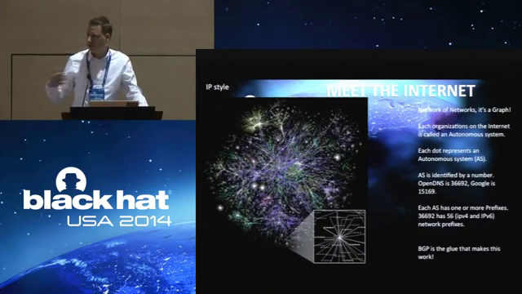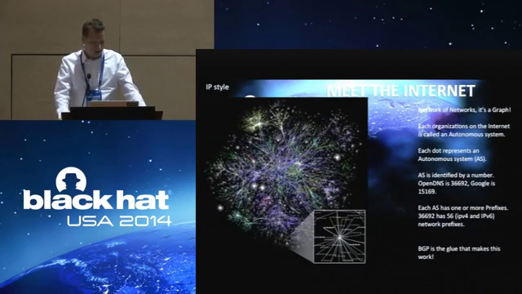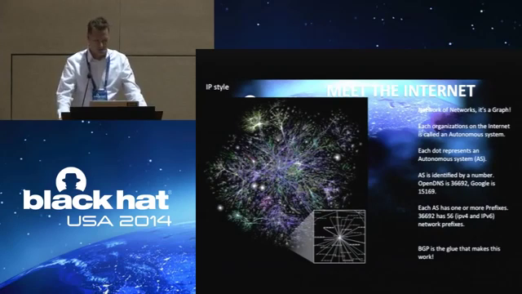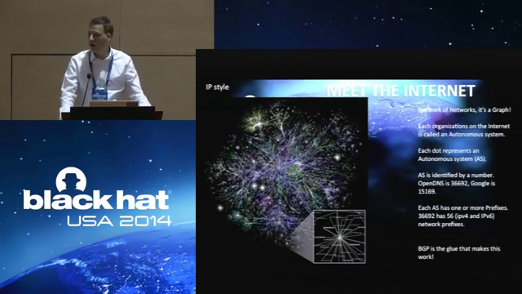Sometimes you hear the term ASN, which stands for AS number. For example, OpenDNS is 36692. These are just numbers assigned to you by RIPE, ARIN, etc. And then each autonomous system, each dot in this graph, announces one or more IPv4 or IPv6 prefixes.